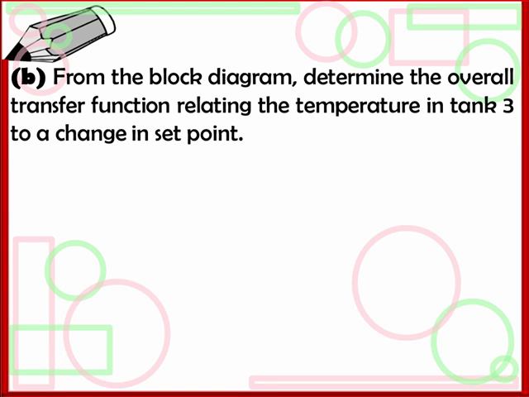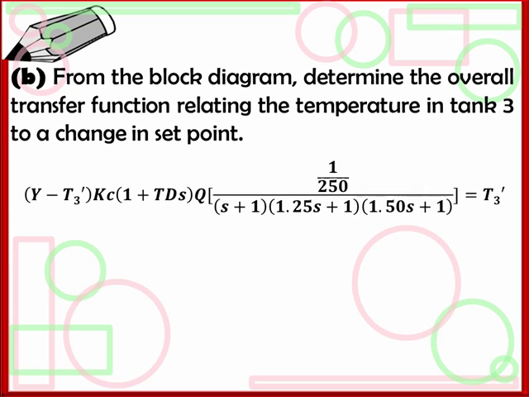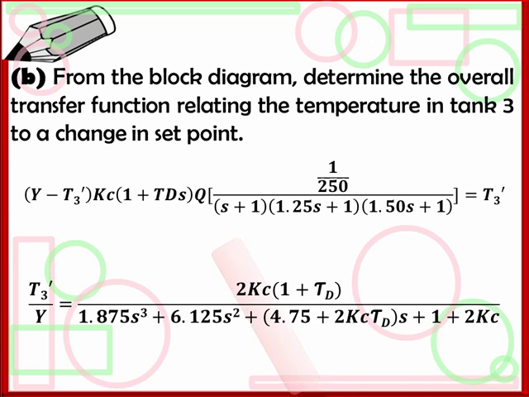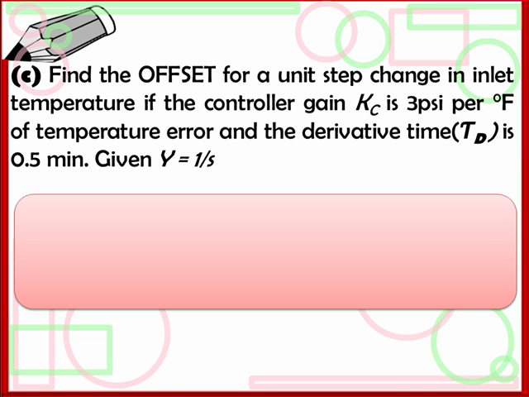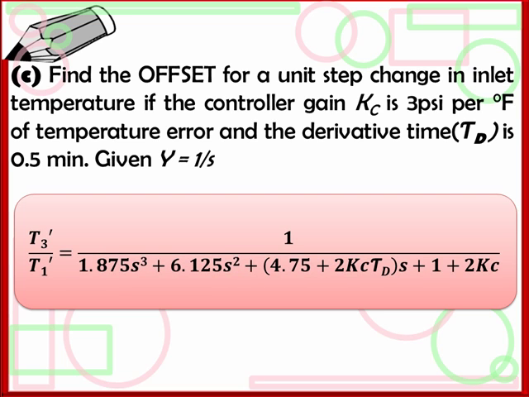We can now determine the overall transfer function relating the temperature in tank 3 to a change in set point. From the block diagram, we can generate this expression, or we can follow the shortcut method in finding the transfer function involving feedback. Simplifying, we'll get the overall transfer function relating T3' and the set point y. In finding the offset for a unit step change in inlet temperature, given Kc of 3 psi per degree Fahrenheit and derivative time tau d of 0.5 minute, we will use the transfer function relating T3' and T1'.